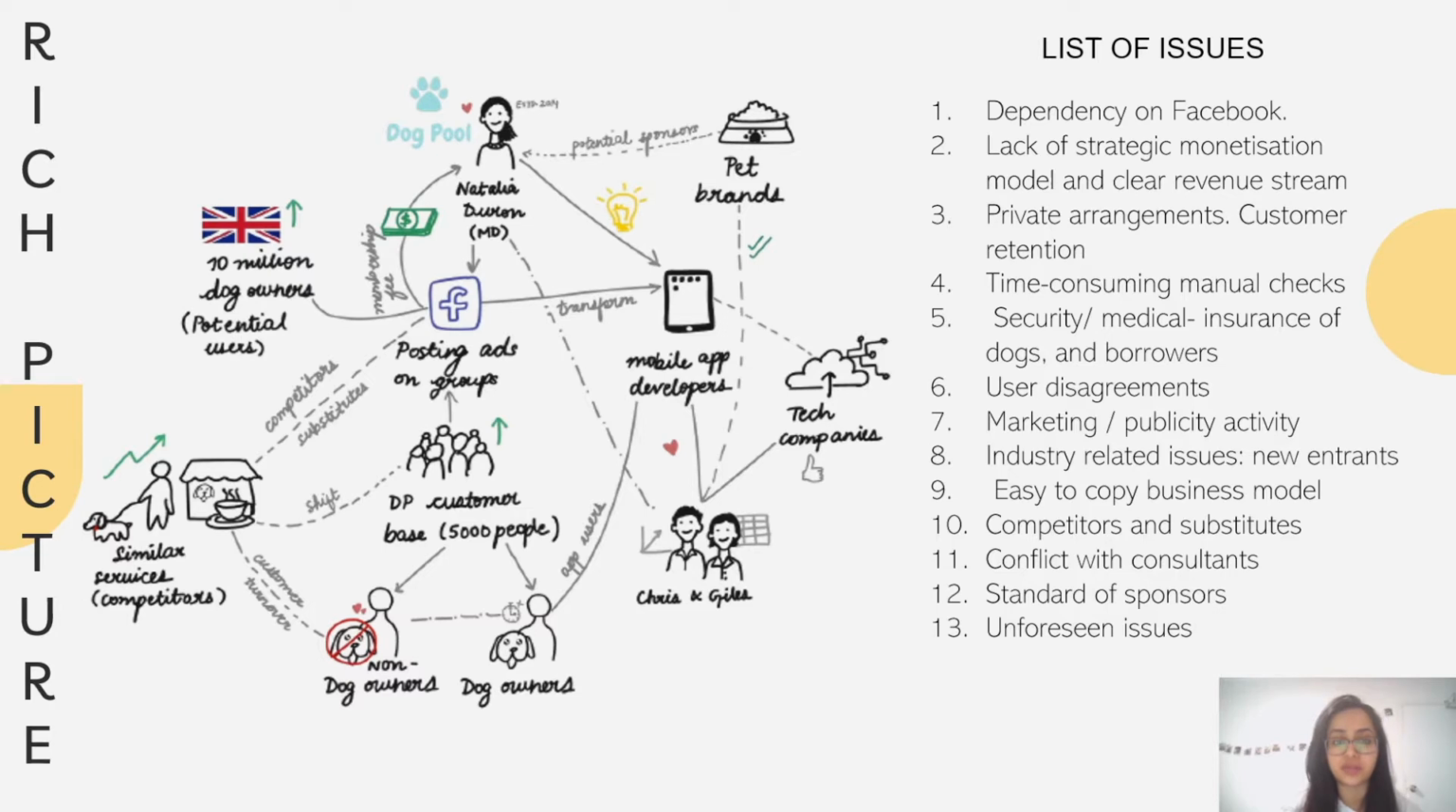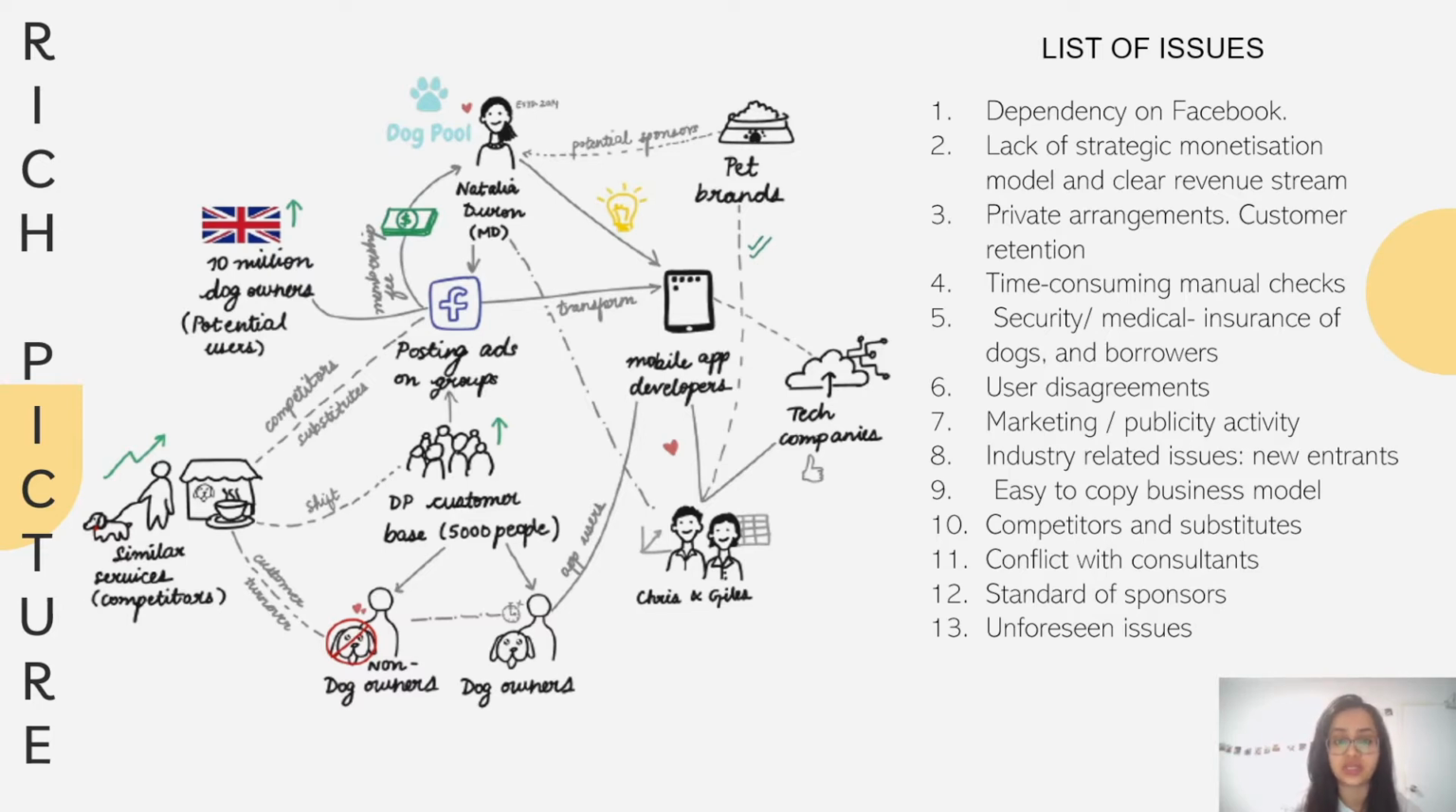In order to admit members into the group, you are performing background checks manually, which is a time-consuming process and desperately needs automation. Security and medical insurance of dogs and borrowers is required in case there is any physical harm caused to either of them. Along the same lines, it is safer to establish certain terms and conditions for the borrowing and sharing of dogs to handle user disagreements. There is no activity for marketing or publicity to enable your business to grow. It currently just relies on word of mouth.